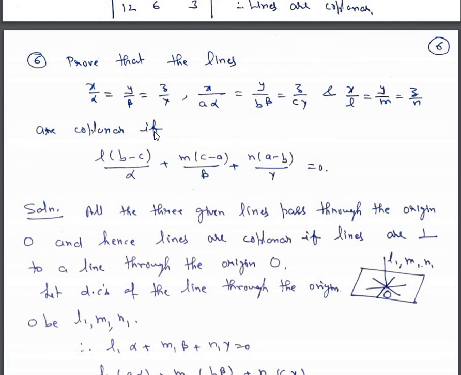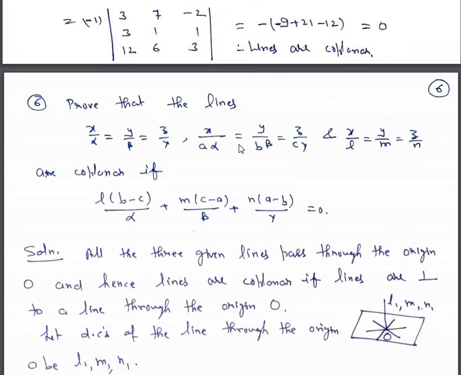Let's take the last example. Prove that the lines x upon alpha is equal to y upon beta is equal to z upon gamma, the second line x upon a alpha is equal to y upon b beta is equal to z upon c gamma, and the third line x upon l is equal to y upon m is equal to z upon n are coplanar if l into (b minus c) upon alpha plus m into (c minus a) upon beta plus n into (a minus b) upon gamma is equal to 0. So far we had two lines. Now here we got three lines, and we are sure these three lines are coplanar if this condition is satisfied.